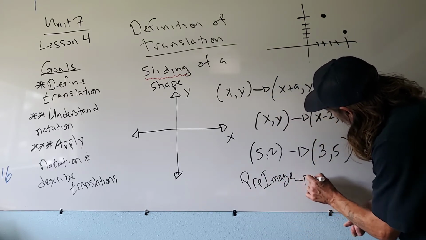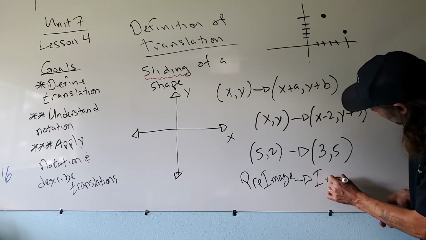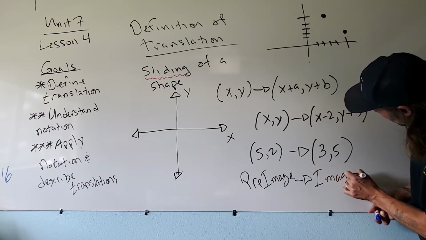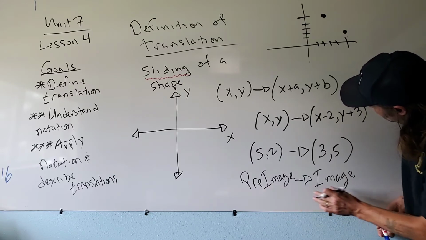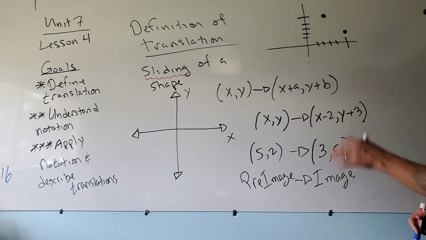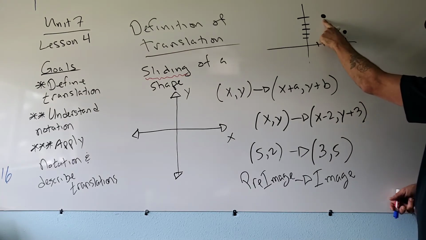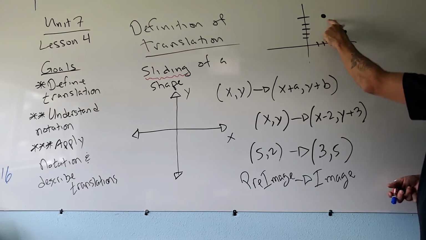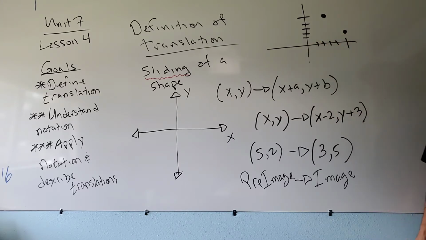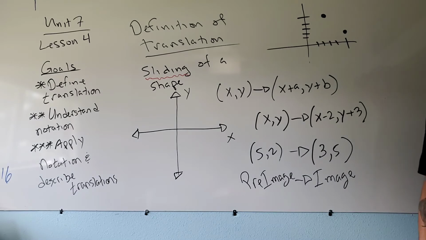And where we end up is called the image. So we start at the preimage, we end up at the image. So this would be our preimage because this is where we started, and this is our image because this is where we ended. Now, on this worksheet that I'm giving you, you're going to have letters at the points.